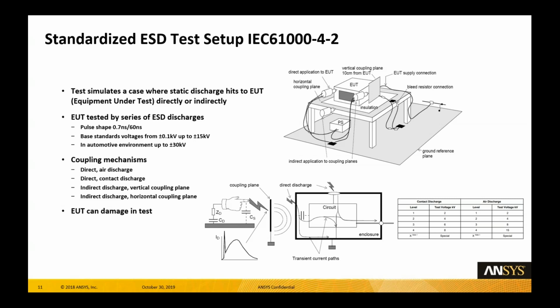The graph shown on this page is the general setup for this type of test. What this test does is simulate a case where the static discharge hits the EUT equipment, either directly or indirectly. The EUT, which is the coffee machine in this case, will be tested by a series of ESD discharges. The pulse shape is 0.7 nanoseconds time step over a 60 nanoseconds period. The base standard voltage is from plus minus 100 volts up to plus minus 15 kilovolts. In automotive environments, this might go up to plus minus 30 kilovolts.